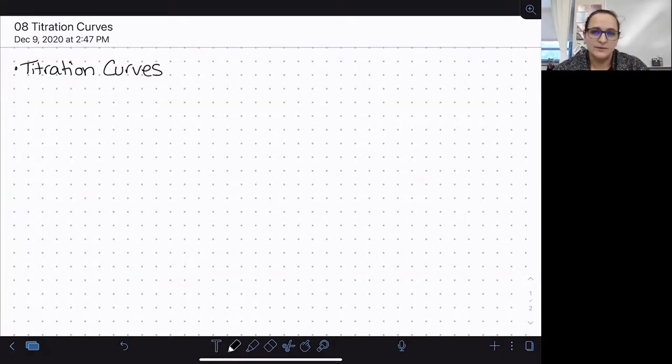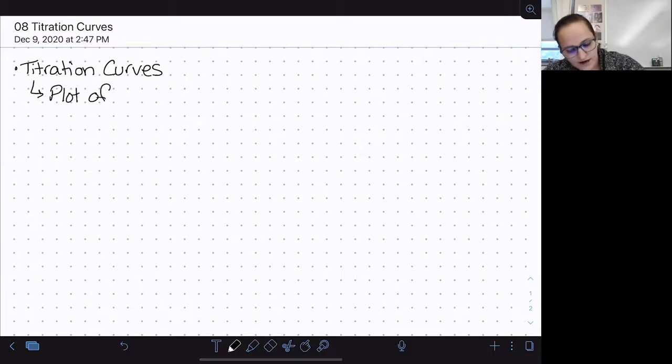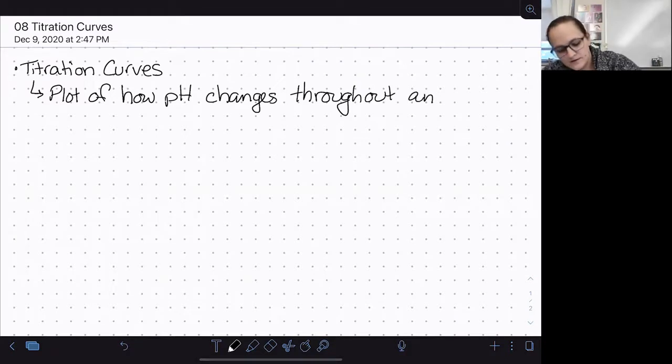changes throughout the experiment. So if you have a digital pH meter, you can keep that in your solution as you go and monitor the pH. And if you produce a graph of that data, we call it a titration curve. So this is just a plot of how the pH changes throughout a titration. Specifically an acid-base titration.